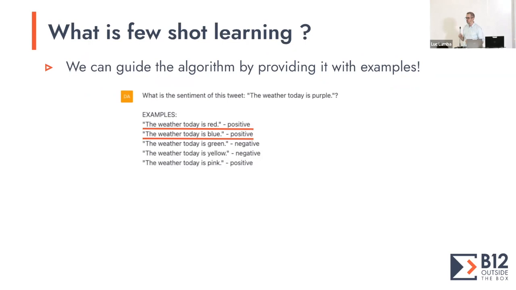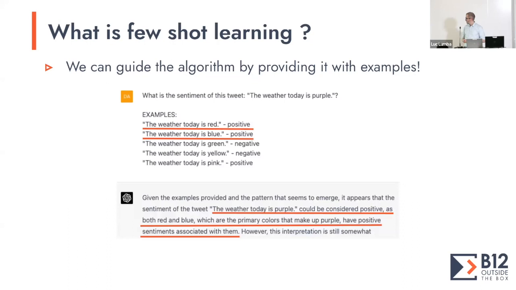And I asked, can you tell me now what sentiment is the tweet, the weather today is purple? And what it said was actually quite nice. It said it can be considered positive. And what was very nice is that it inferred this information from the fact that red and blue are positive and red and blue combined form purple.